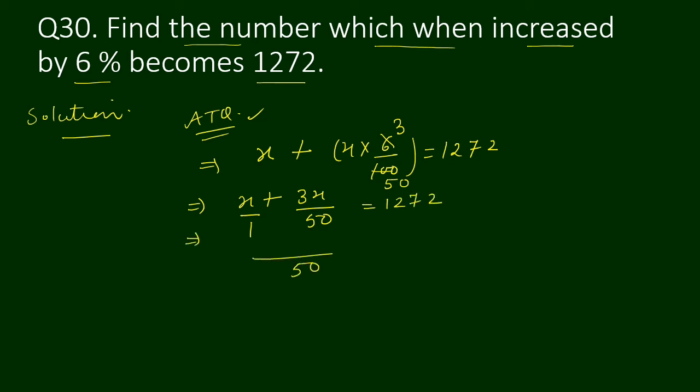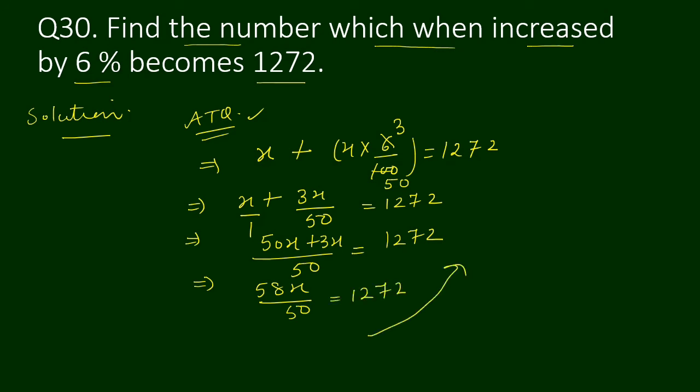Now we'll take LCM. 50x plus 3x gives 1272, so 53x upon 50 equals 1272. Now how will you get the x value? 1272 into 50 upon 53. When you divide 1272 by 53, you will get 24. So x will come 1200. So the number would be 1200 when increased by 6%.